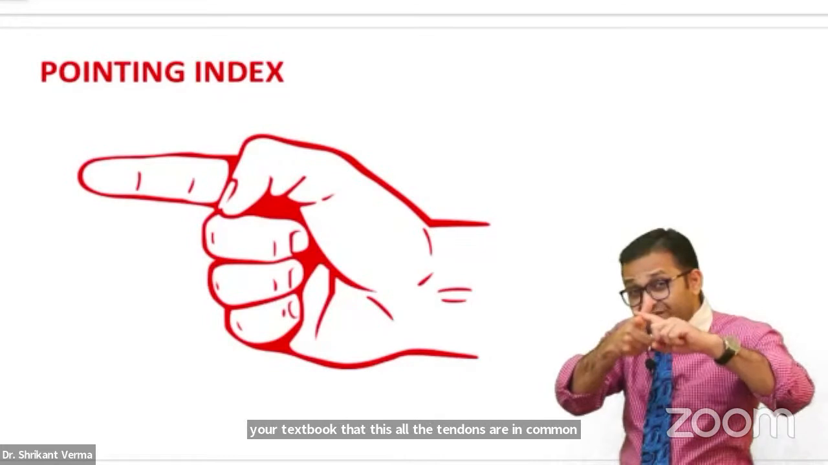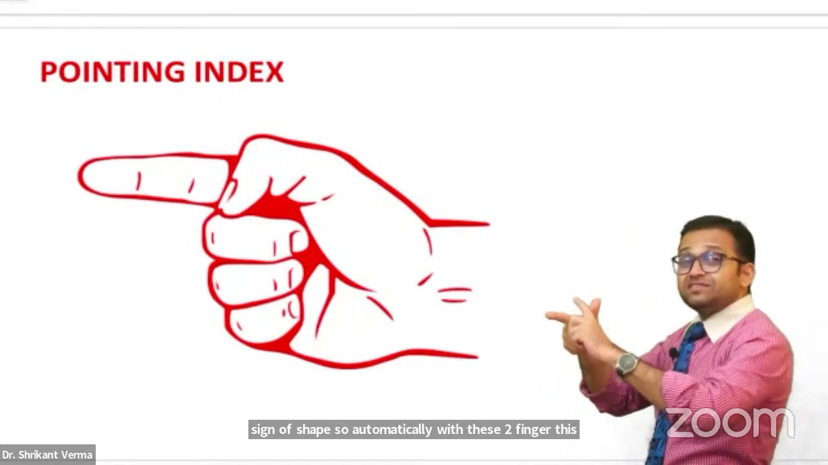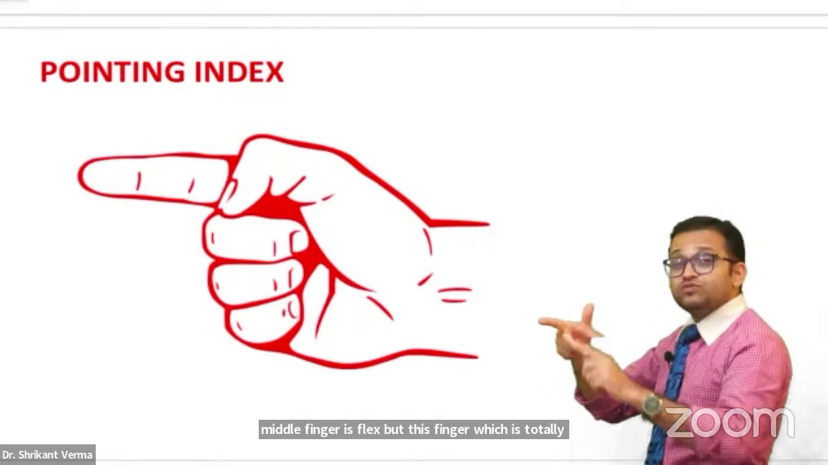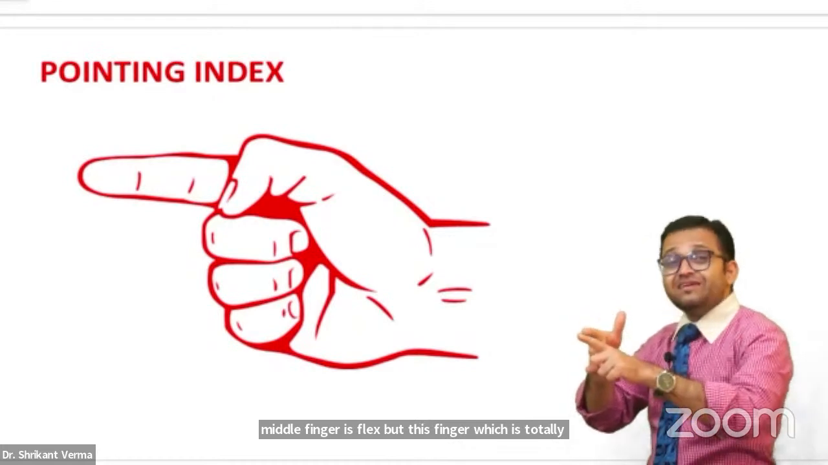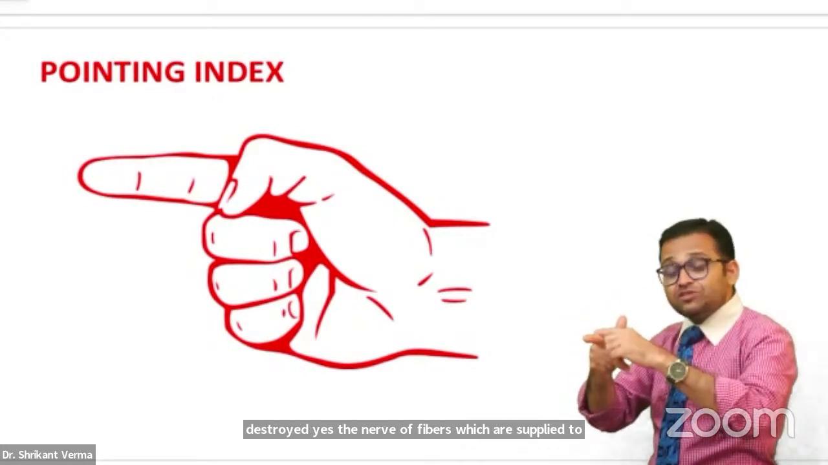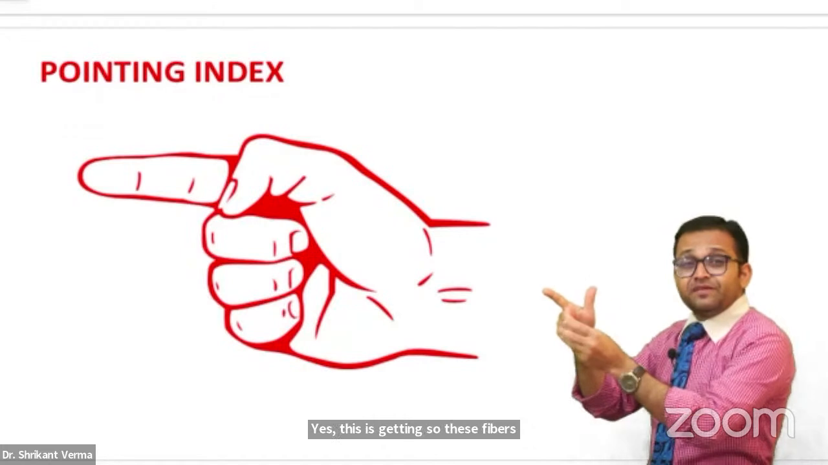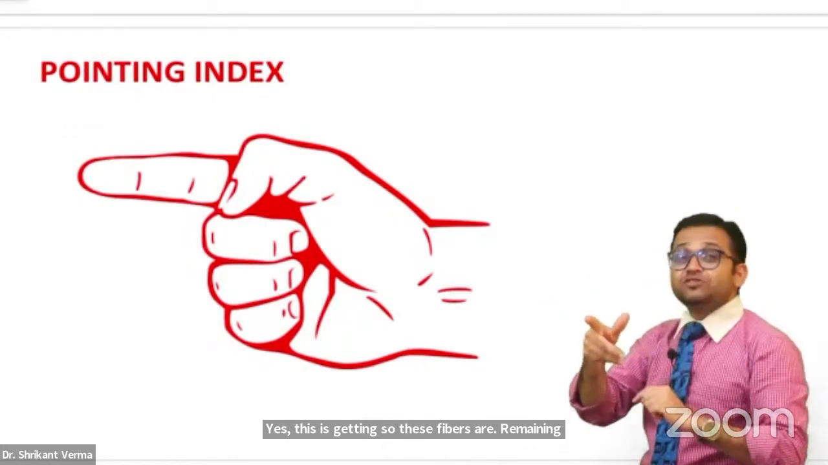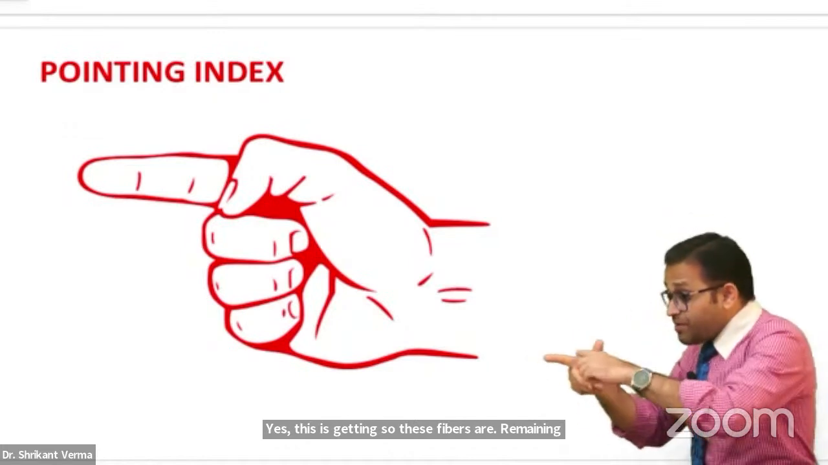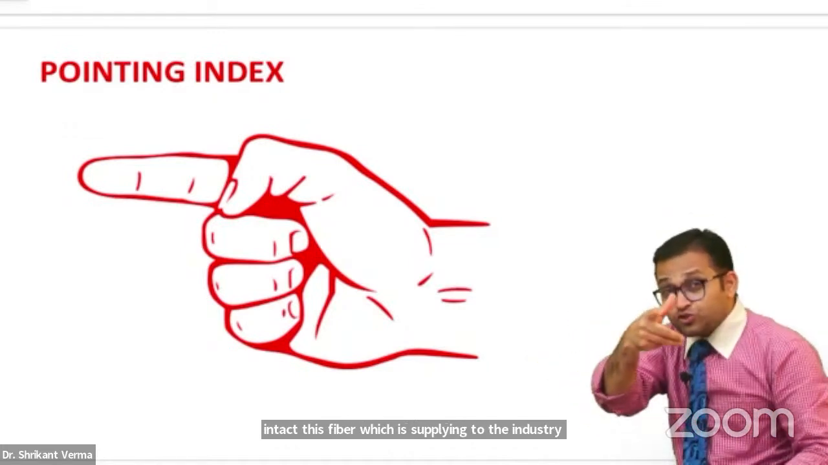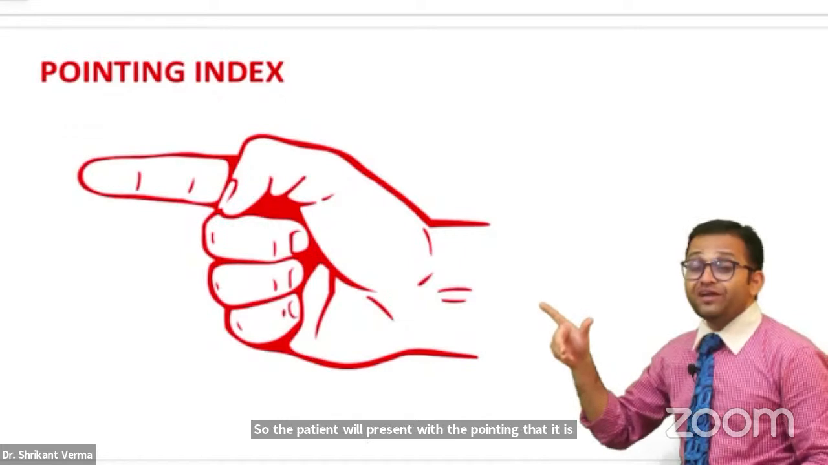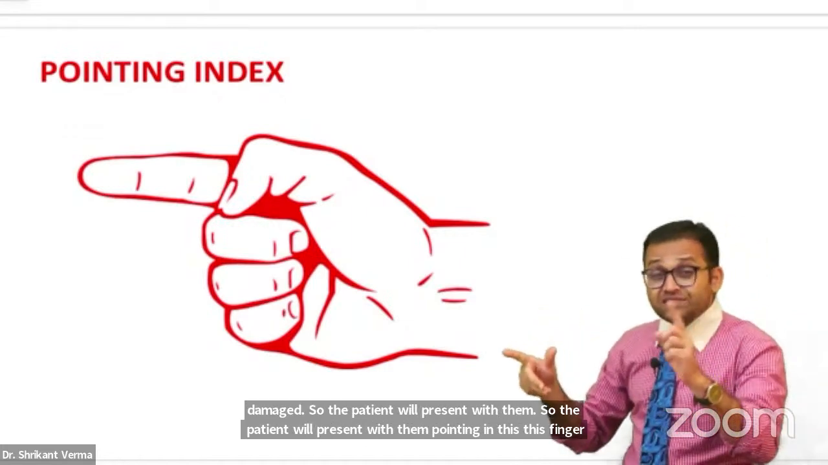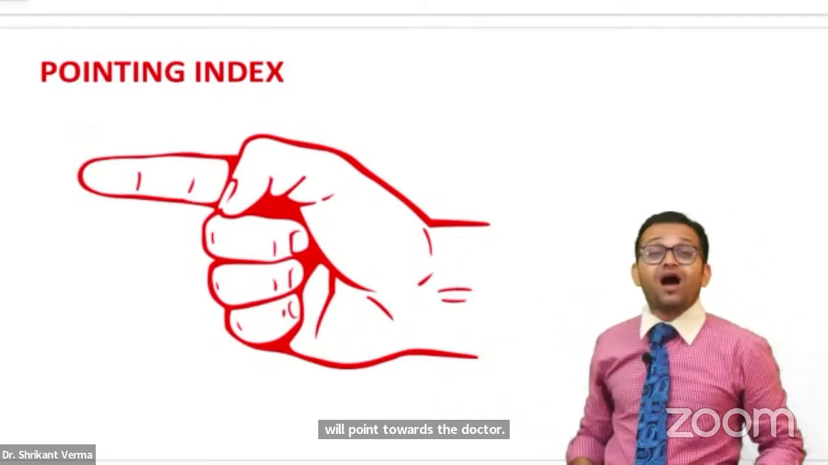But this finger which is totally destroyed, yes, the nerve fibers which are supplying to this index finger, it is getting damaged, so these other fibers are remaining intact. This fiber which is supplying to the index finger, it is damaged, so the patient will present with the pointing index. This finger will point towards the doctor. So this is your pointing index. Remember beta, pointing index is found in case of the mid forearm injury.